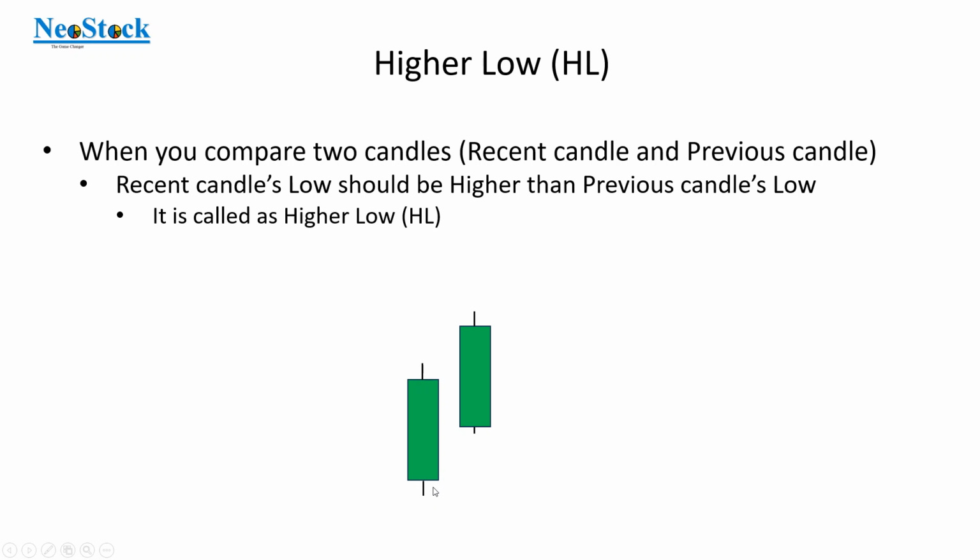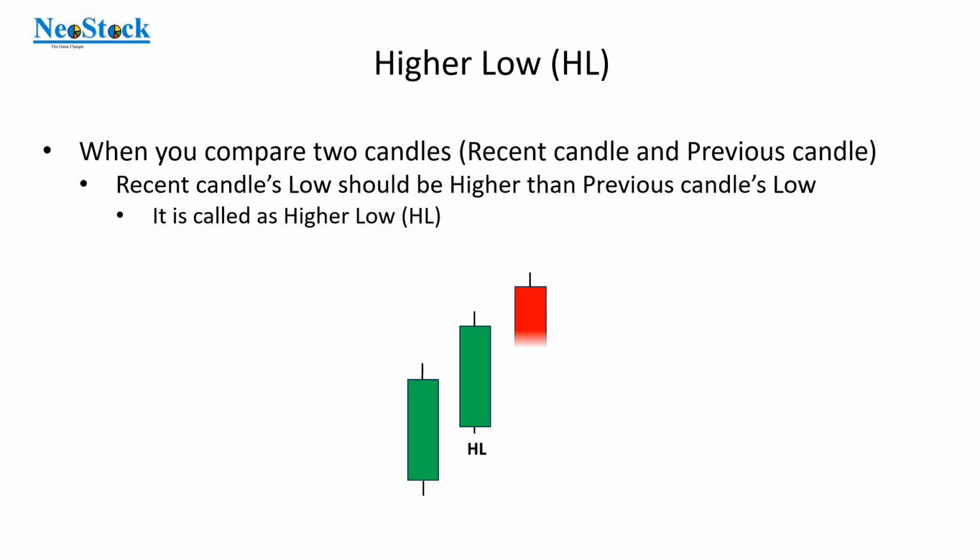When you are comparing the lows, the recent candle's low should be higher than the previous candle's low. Now when you are comparing both these lows, the recent candle's low is higher. That's why we are calling it a higher low. In short, HL. HL indicates the recent candle's low is higher than the previous candle's low. Hope you got the point.